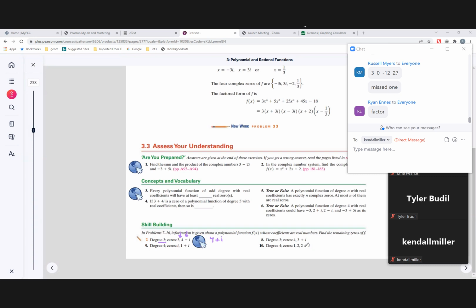Every one of these has an imaginary in there, so you know that it's got to be the opposite. Those are called conjugates, by the way. They call those complex conjugates when one is minus and one is plus.